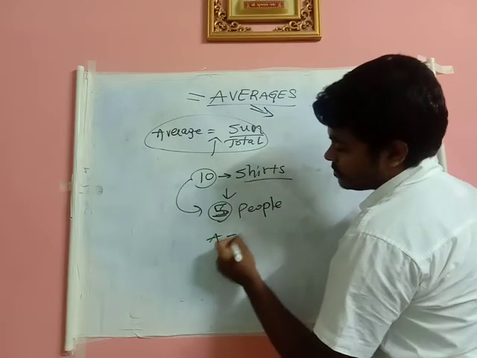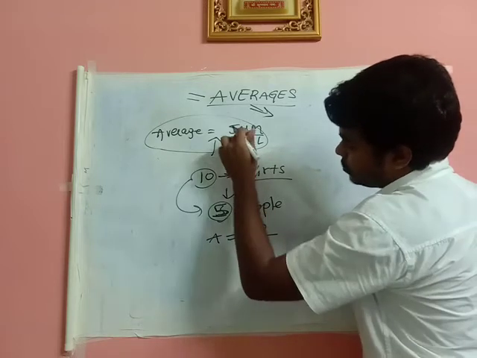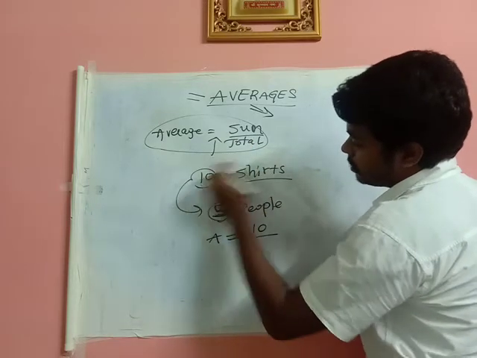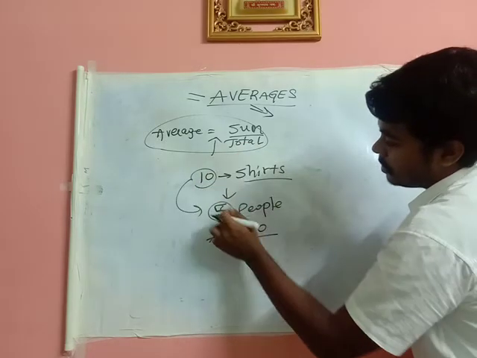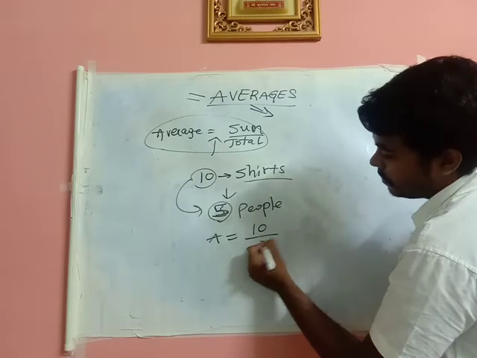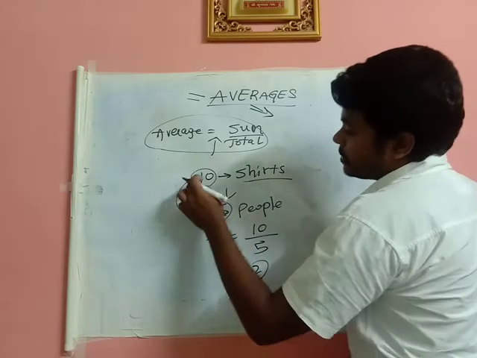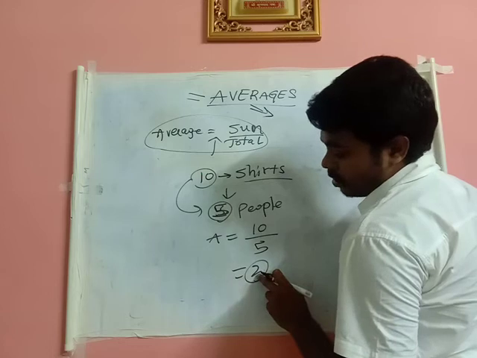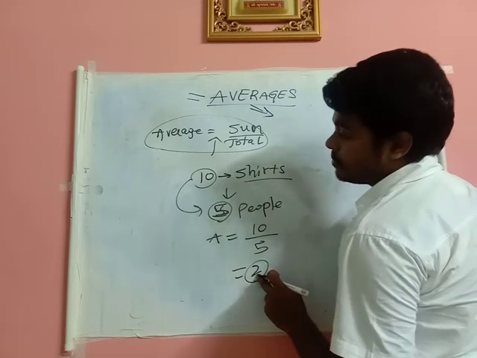What is my average in this case? The total number of shirts is 10, that is the sum. The number of people is 5. So average is equal to 2. It means that for each and every person, I can distribute 2 shirts, right?